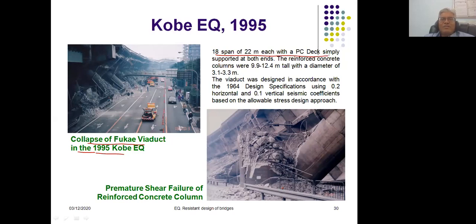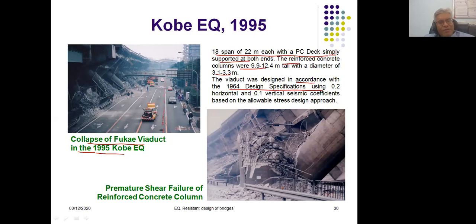See, though it was 18 spans, it was a simply supported bridge. All the spans are simply supported. The reinforced concrete columns were 9.9 meters to 12.5 meters tall. The heights of these columns range from 9.9 to 12.4 meters with a diameter of 3.1 to 3.3 meters. And this viaduct was designed in accordance with the 1964 design specification, right?